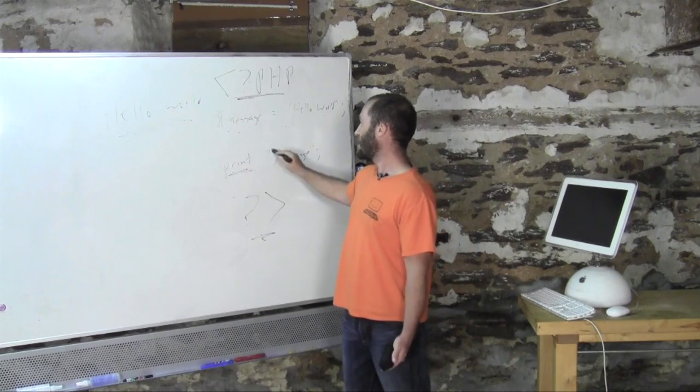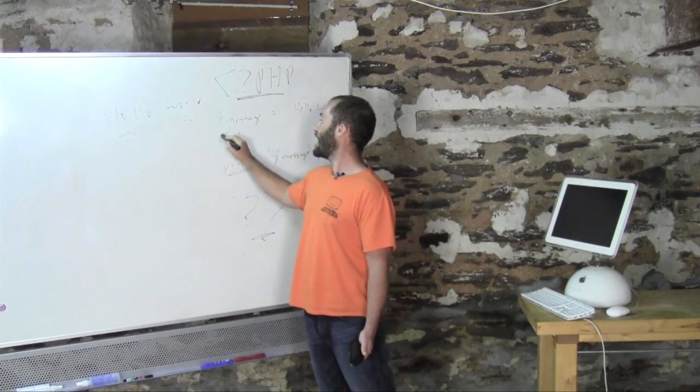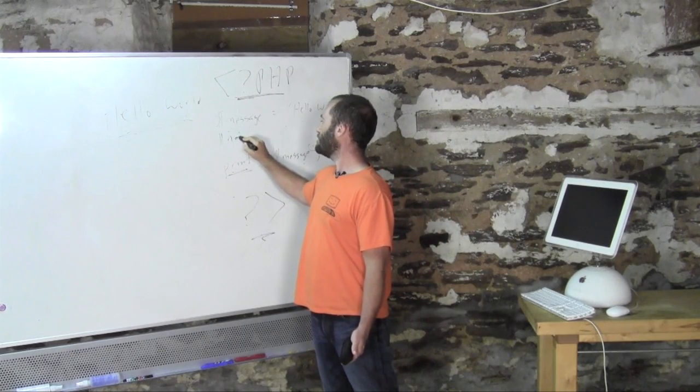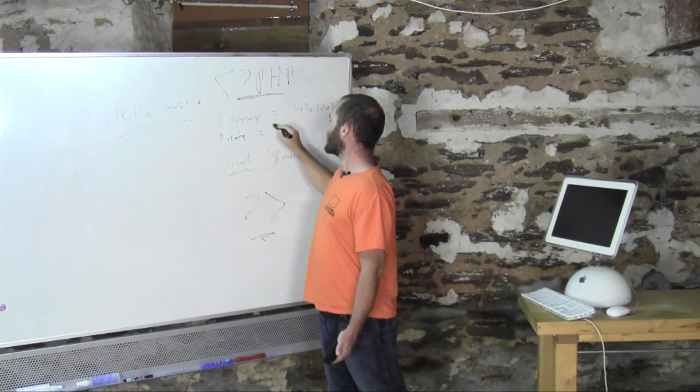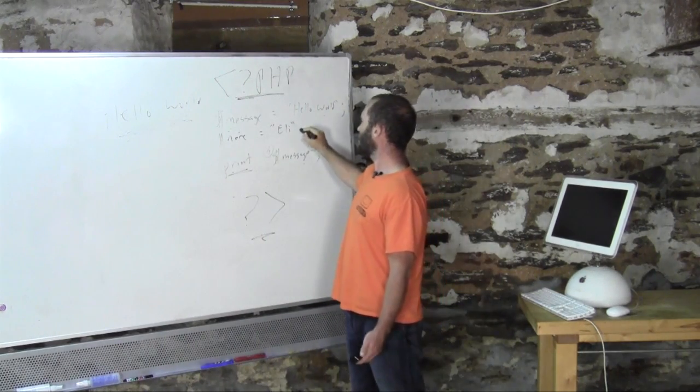So print, double quotation mark, and then the variable. So you could have, let's say, $name equals double quotation marks Eli. Close double quotation marks, semicolon.